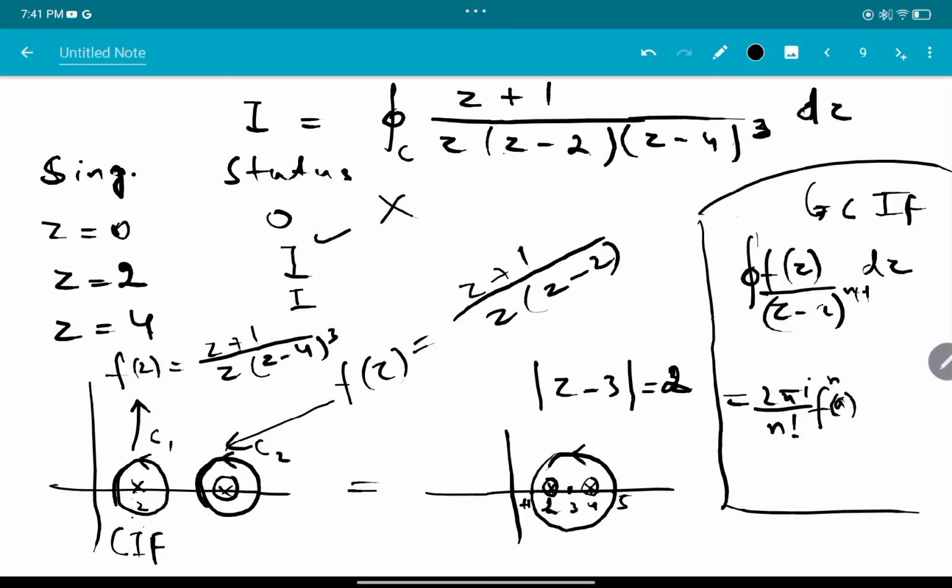Regarding C2, you have to apply the generalized formula. Why generalized? You can easily understand, because it has a singularity that has a power other than 1, a singularity of higher order, meaning a power of more than 1. So for this you need the generalized formula, and for the other you need the simple Cauchy's integral formula.